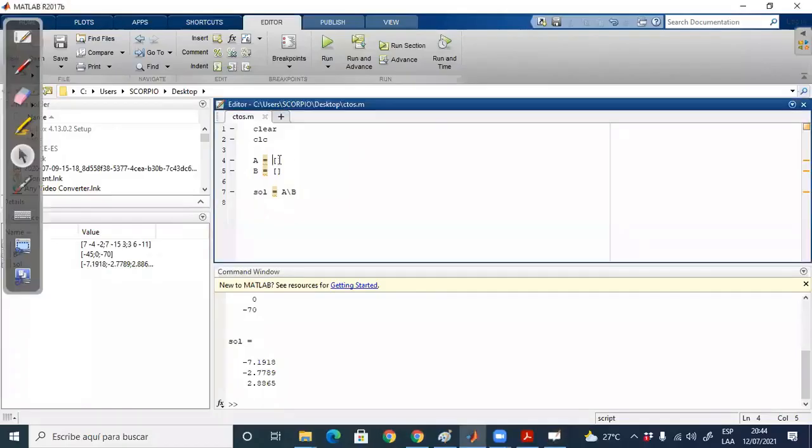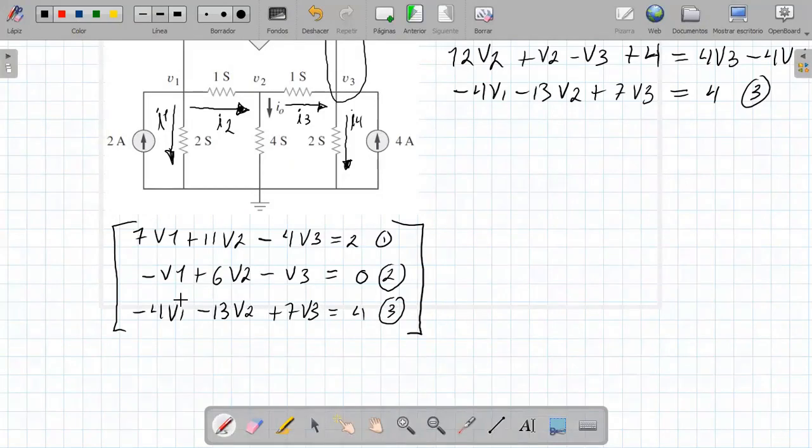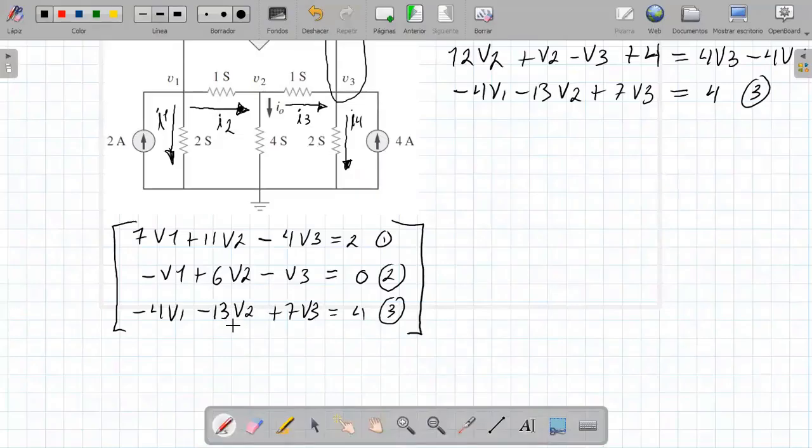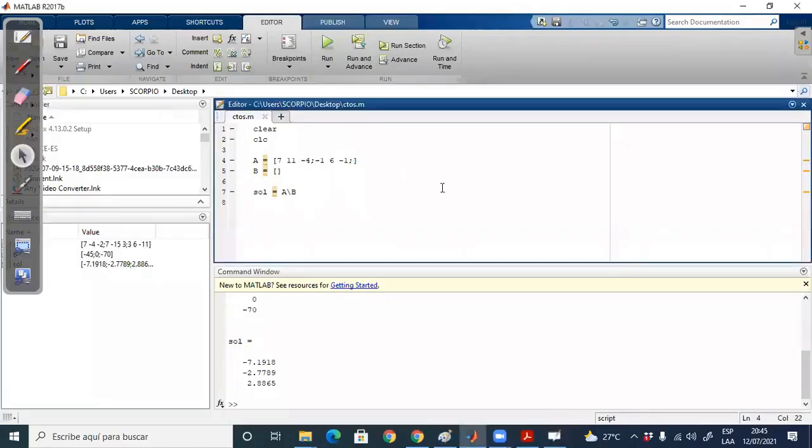Seven, 11, minus 4, 7 space 11 space minus 4, semicolon, to move on to another row. Minus 1, 6, minus. Now, for matrix B I have on the other side equal 2, 0 and 4, with semicolons.